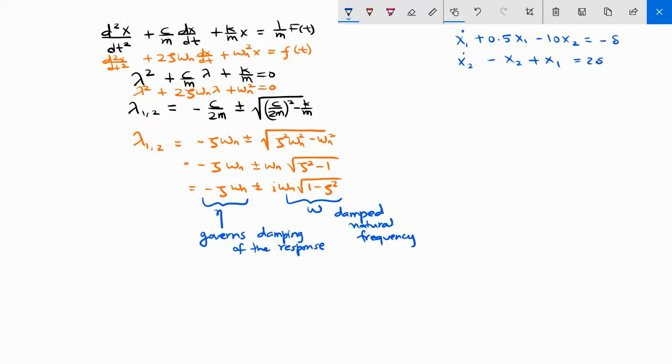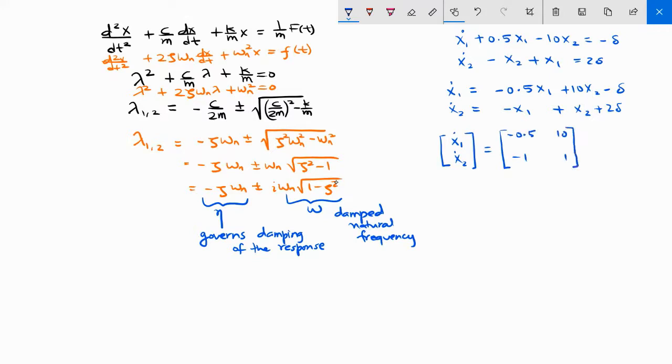And the second equation is x2 dot - x2 + x1 = 2δ. So first of all, we want to write this as a matrix equation. To do that, we can rearrange the terms in each of these equations. x1 dot = -0.5 x1 + 10 x2 - δ, and x2 dot = -x1 + x2 + 2δ. So this is written in the form of a vector: [-0.5, 10; -1, 1] times [x1; x2] plus [-1; 2] δ. So this is the matrix equation where you can write it as x dot = Ax + β times δ in this case.